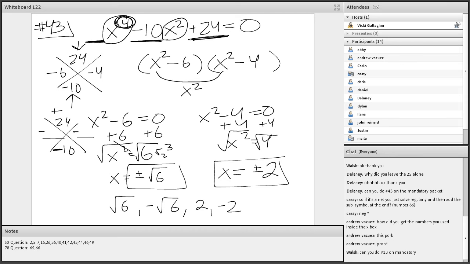And then I just thought of numbers that multiply to 24. And if you're having trouble thinking of them, you can always make a list.